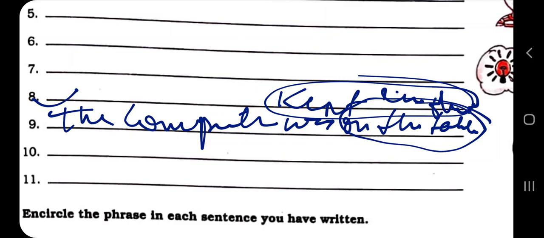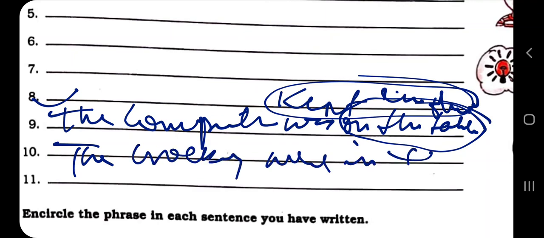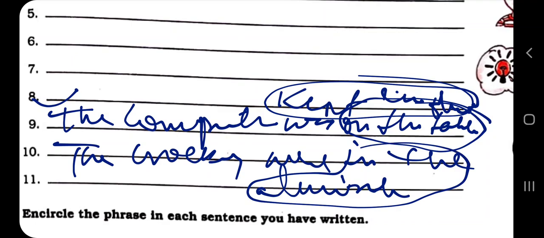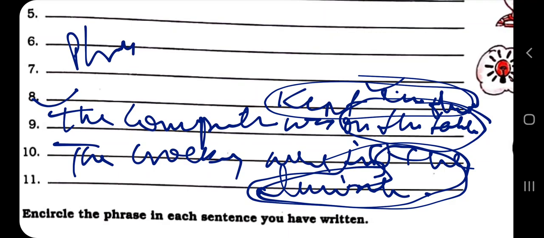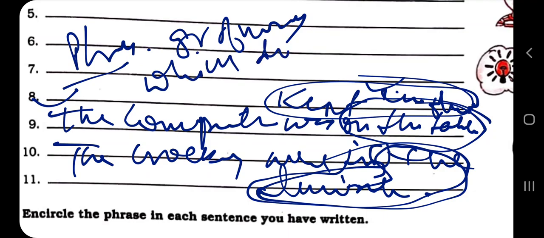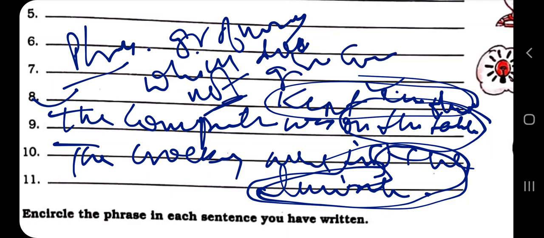The crockery was in the almirah. In the almirah. Encircle this, in the almirah. Similarly, you can write the remaining sentences and encircle the part in this fashion. Now these are what? These are phrases. You have understood phrases. Phrases are groups of words which do not give complete sense. Remember, they do not give complete sense. You have to encircle the phrases in this.